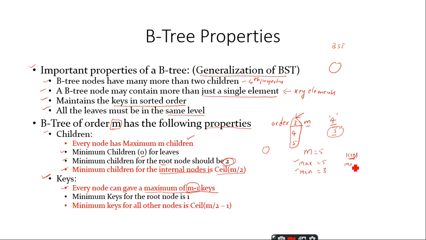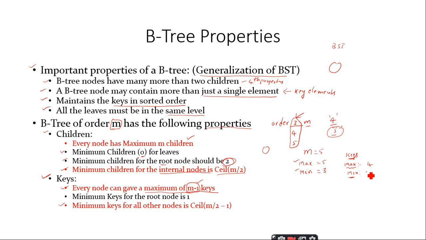What is the maximum keys a node can have? What is the formula? It is m minus 1, therefore it is 4. And coming to the last point, the minimum keys for all other nodes, how many keys can it have? This is ceil of m by 2 minus 1, that is ceil of 5 by 2 minus 1, that is ceil of 2.5 minus 1, that is 1.5.